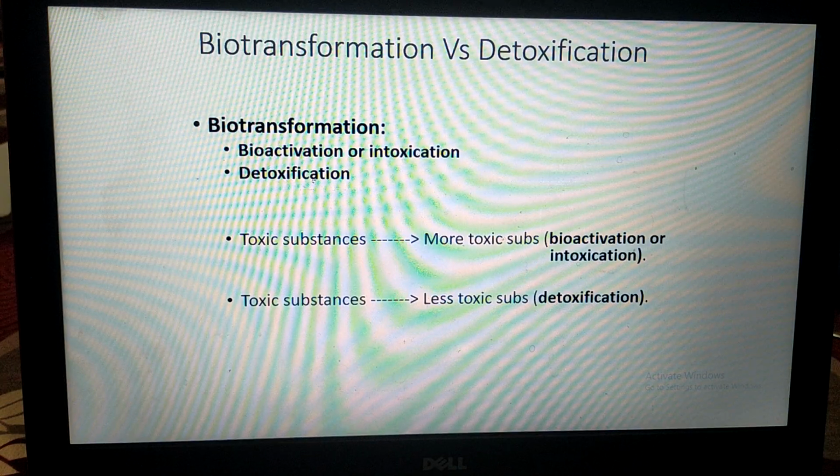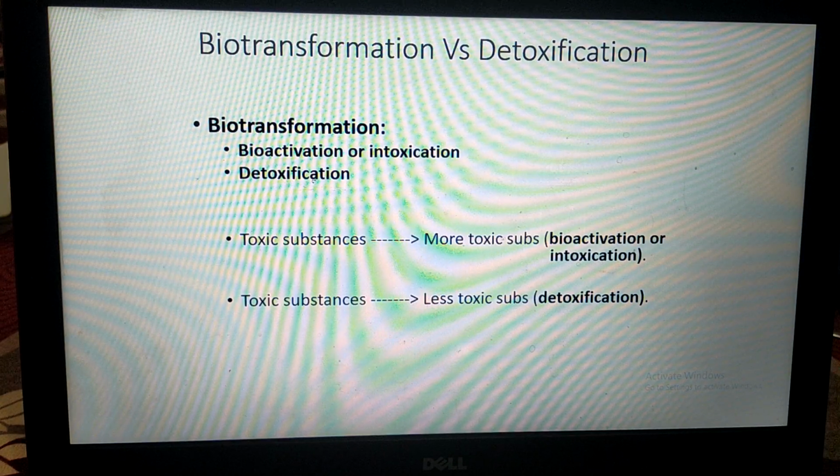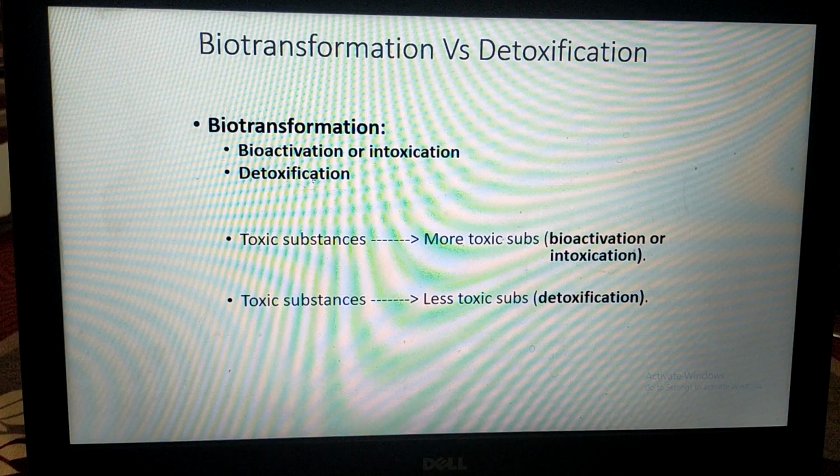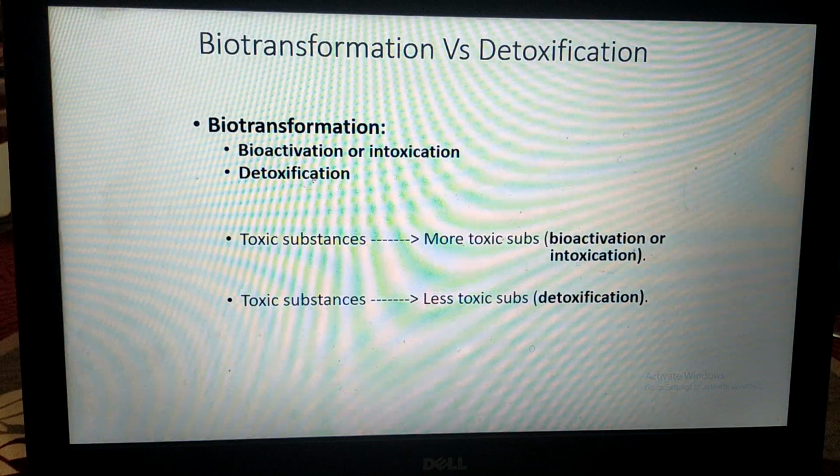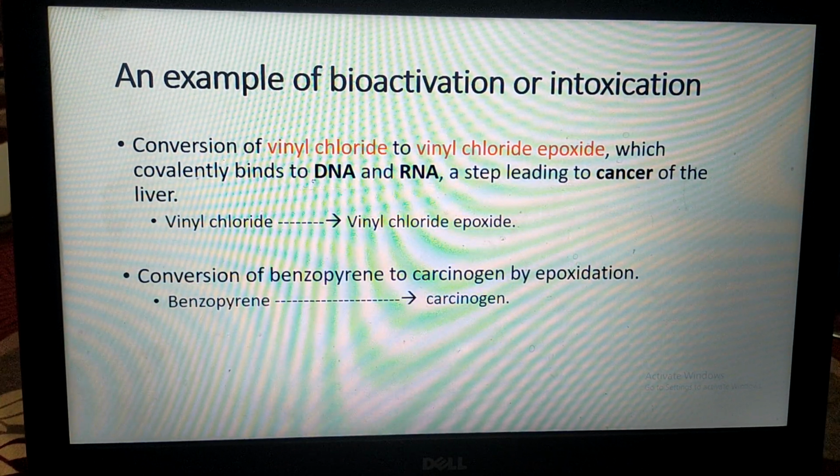Bioactivation or intoxication, as the name suggests, is when a chemical reaction occurs in the body which converts a toxic substance into a more toxic substance, whereas detoxification means when a toxic substance is converted into a less toxic substance. So biotransformation in our body may form a more toxic substance, which is called bioactivation or intoxication, or it may form a less toxic substance, detoxification.